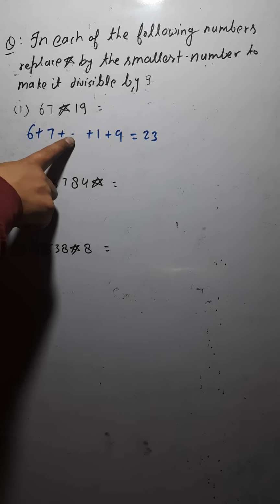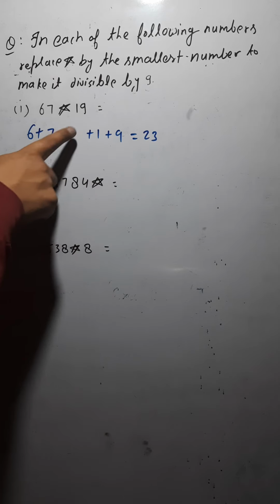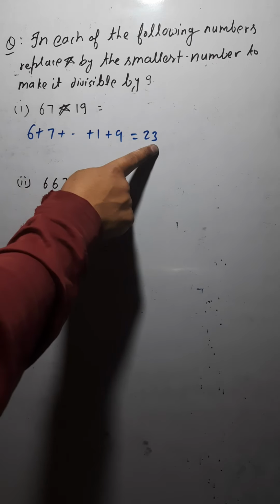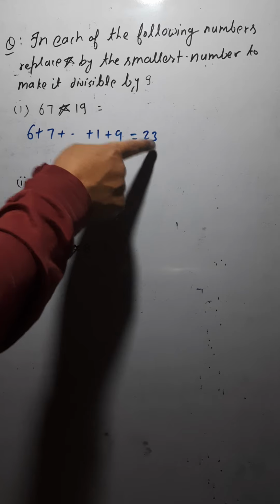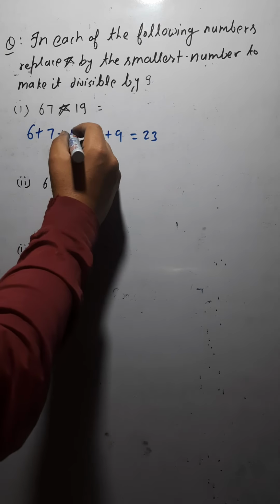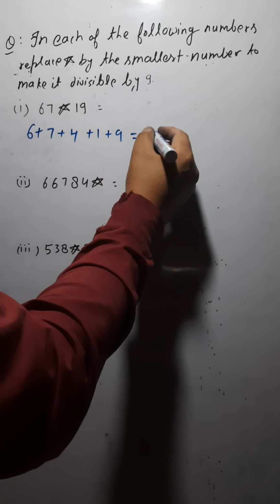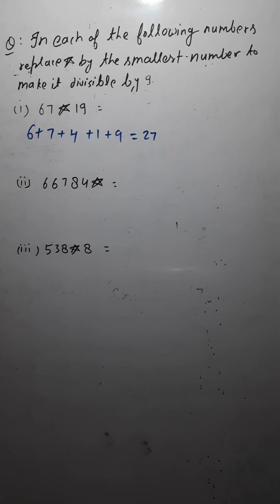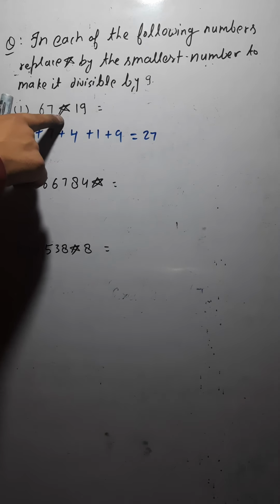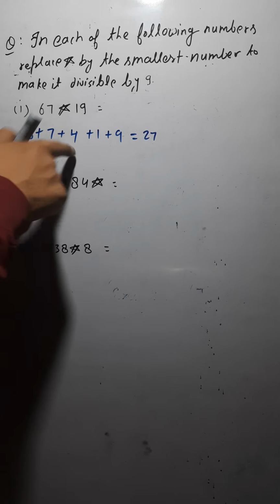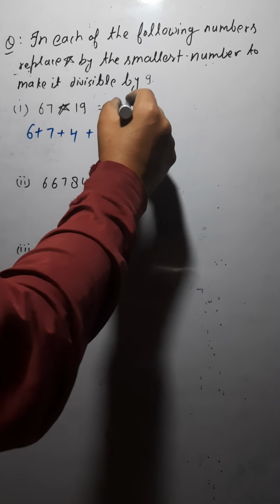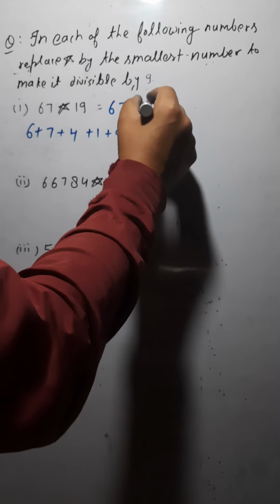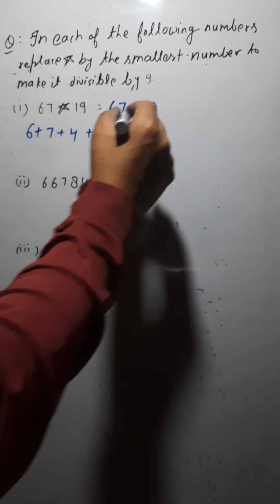If I write 2 here, it would become 25. If I write 3, it would become 26. If I write 4, it would become 27. Now 27 is divisible by 9, since 9 threes are 27. So I would replace this star by the number 4. The correct answer would be 67419.